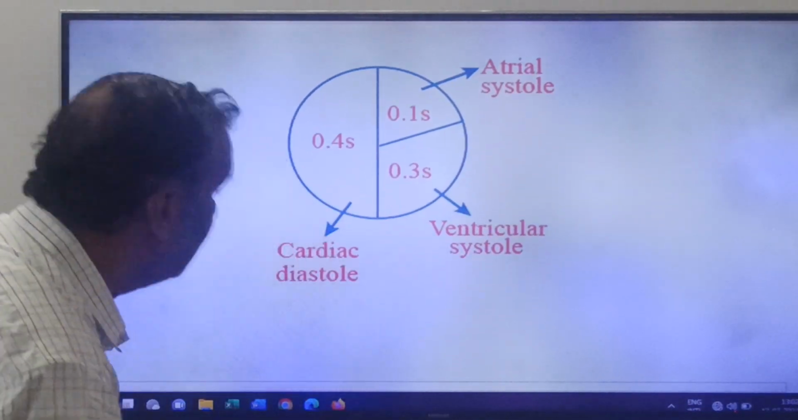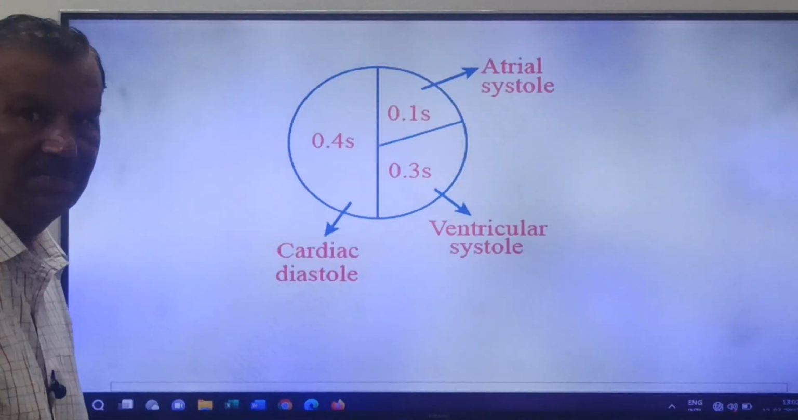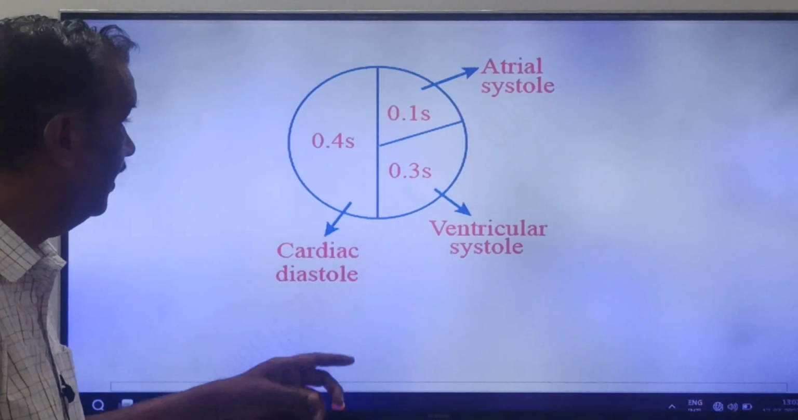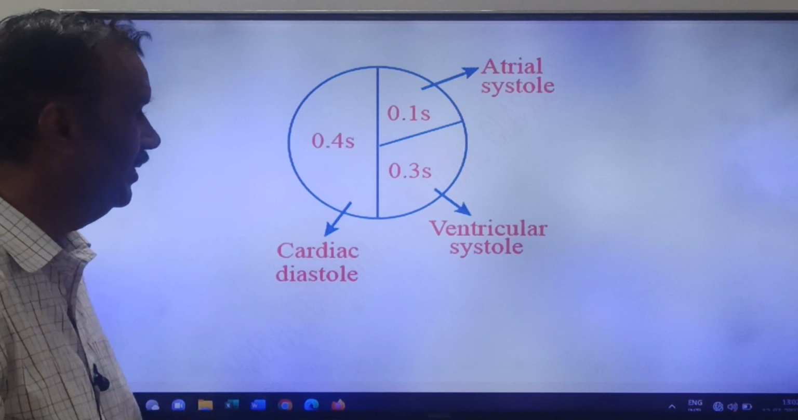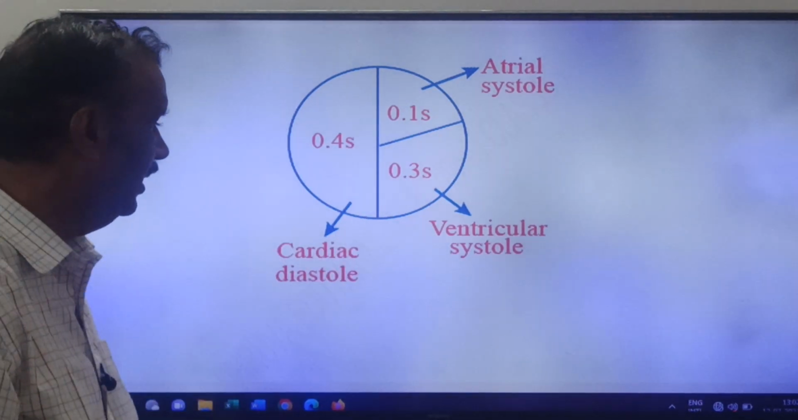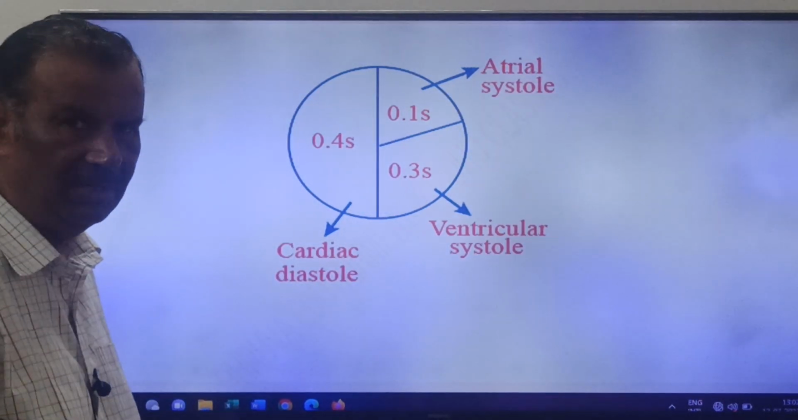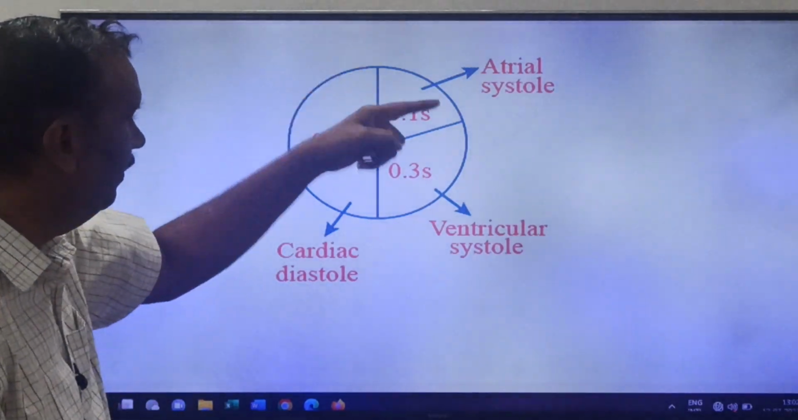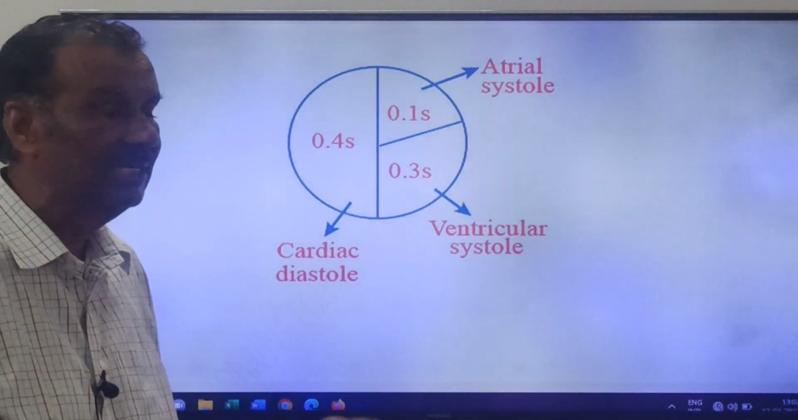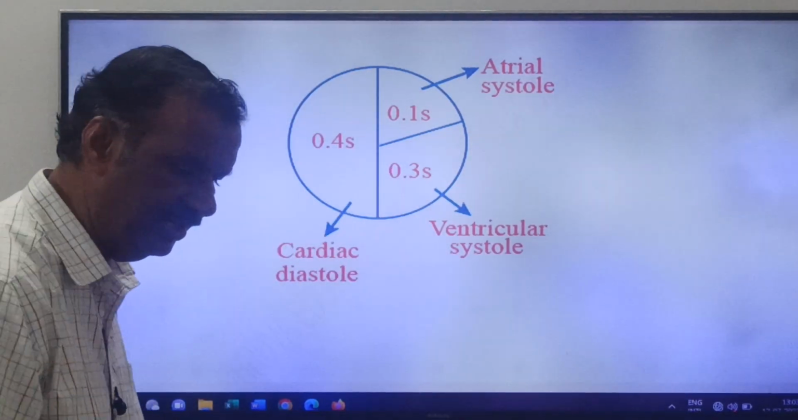See friends, once again, this is the cardiac cycle, so it is easy for us. You have to draw this. Atrial systole 0.1 seconds, ventricular systole 0.3 seconds, cardiac diastole or joint diastole 0.4. Total makes what, friends? 0.8 seconds. This is one cardiac cycle, friends.